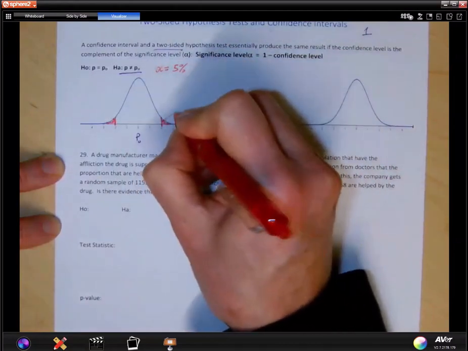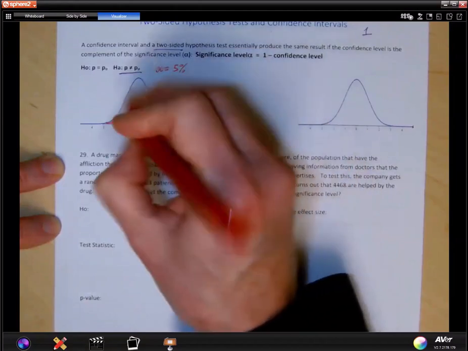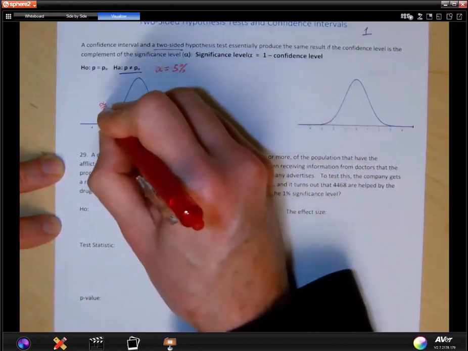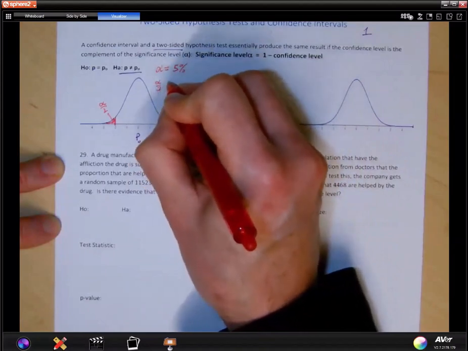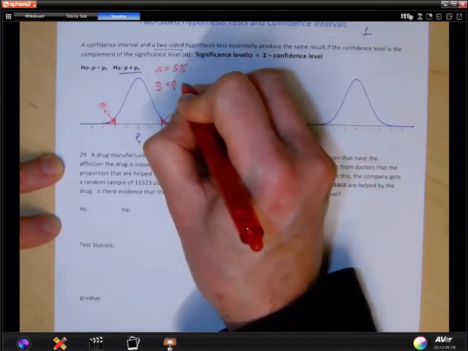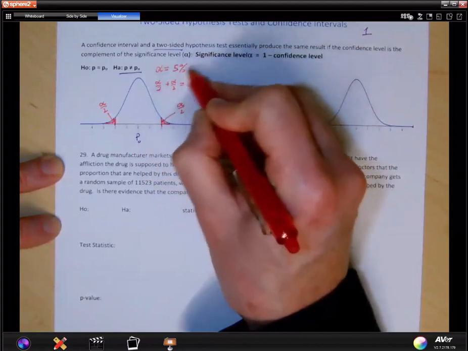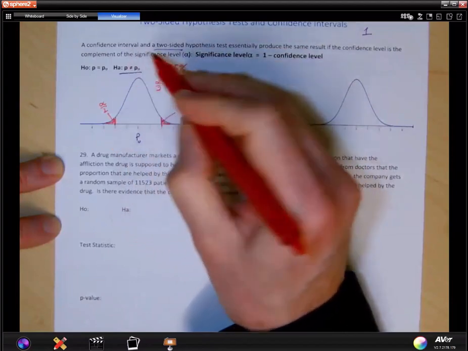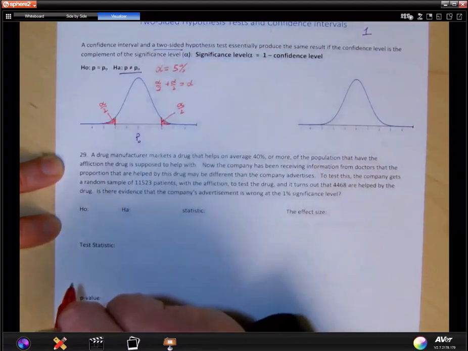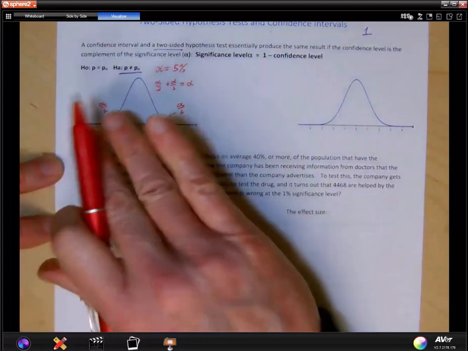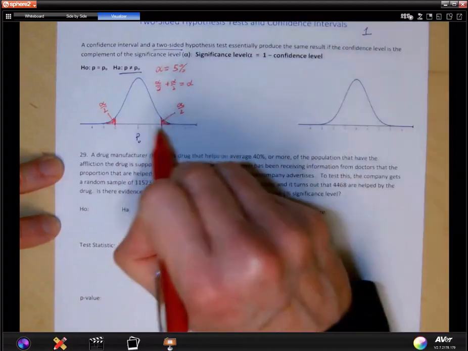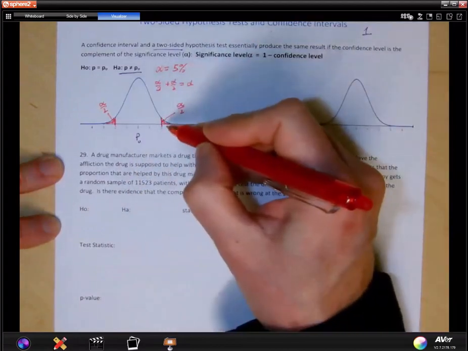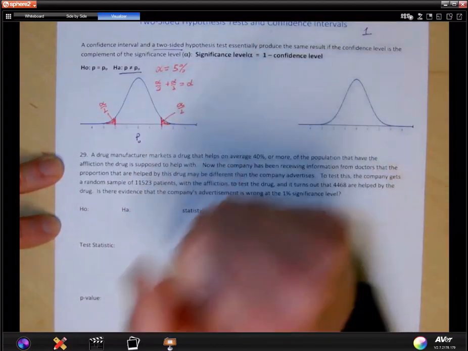The 5% is this. This happens to be half of alpha, and this other one is half of alpha. So add them together: alpha divided by 2 plus alpha divided by 2 gives you alpha. So the 5% has been split onto the sides, and we're doing that because we're doing a two-sided test. And that's why at the end, no matter what, we have to double the area we find to get the p-value, so I can compare it to the significance level.